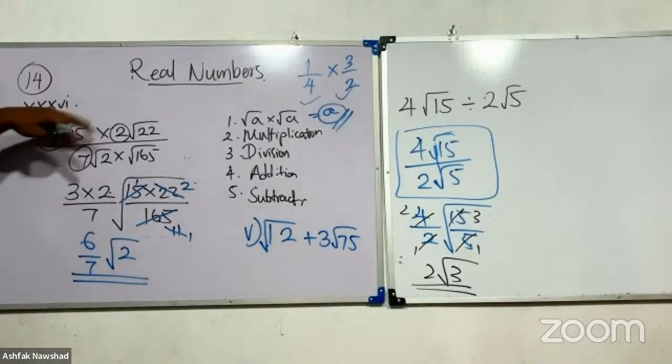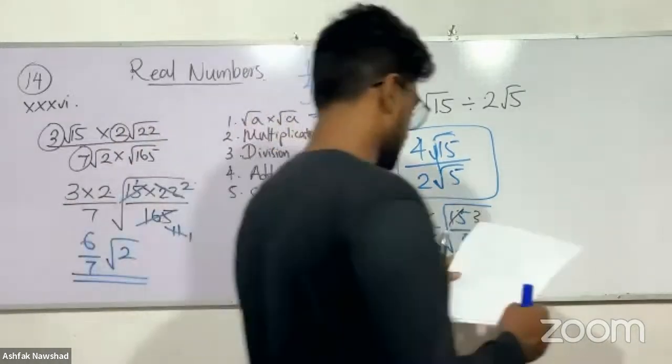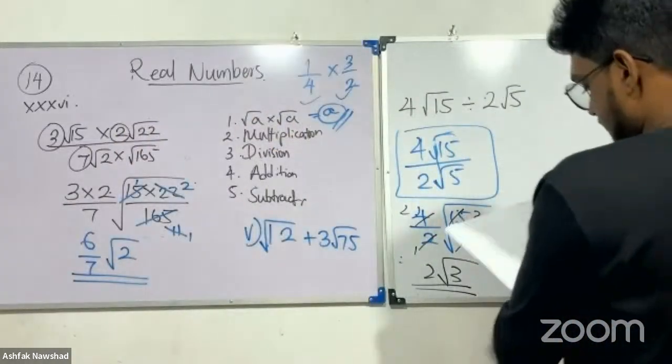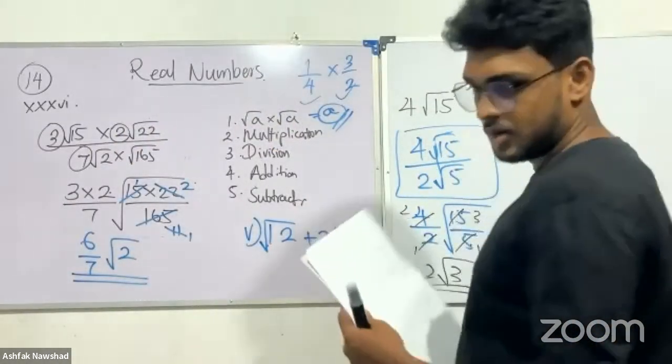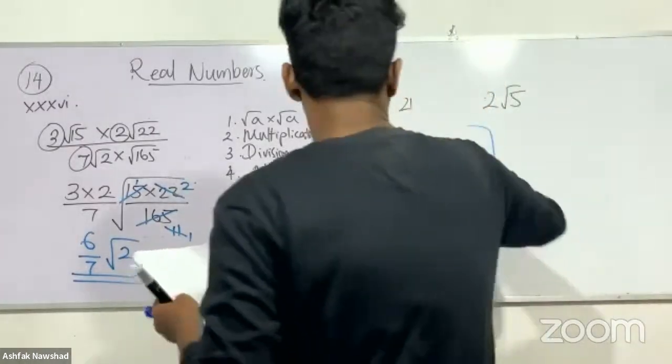So best way, take the whole numbers away. Take the surds alone. Is this clear? If it is clear, you can try doing the questions I mark on the board. Right?